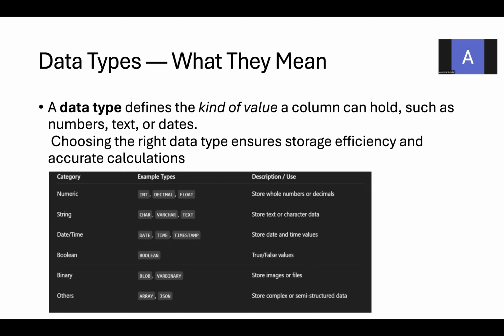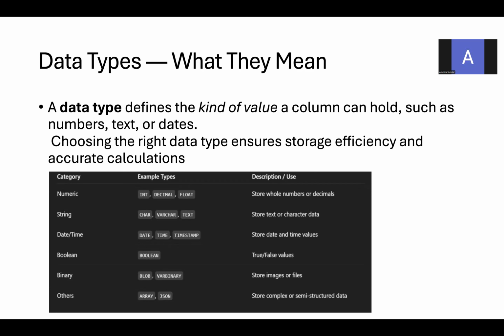Date and time means it is going to store the date, time and the timestamp. It stores the date and the time values. Boolean means true or false values. Binary means blob and varbinary. It stores images or files. That is going to support the binary data type.